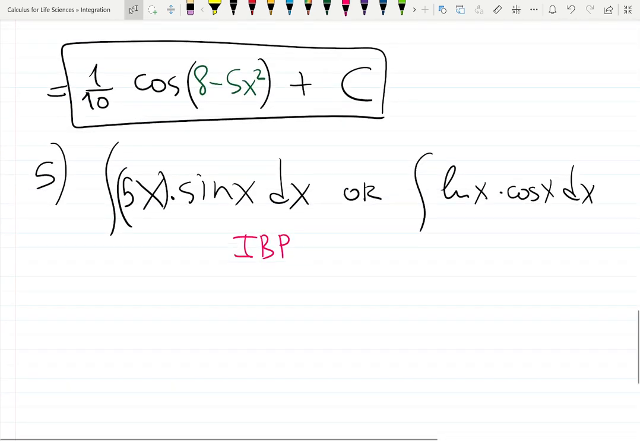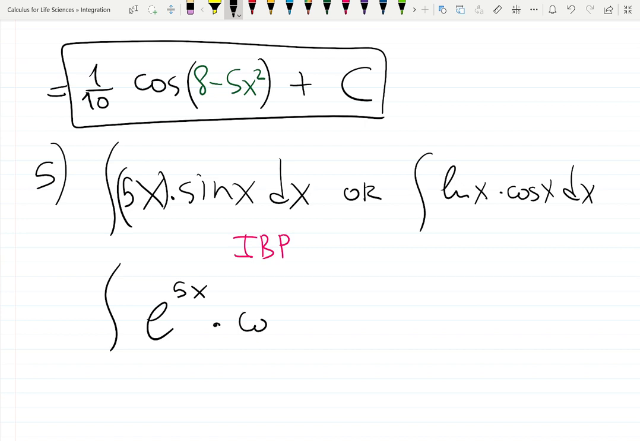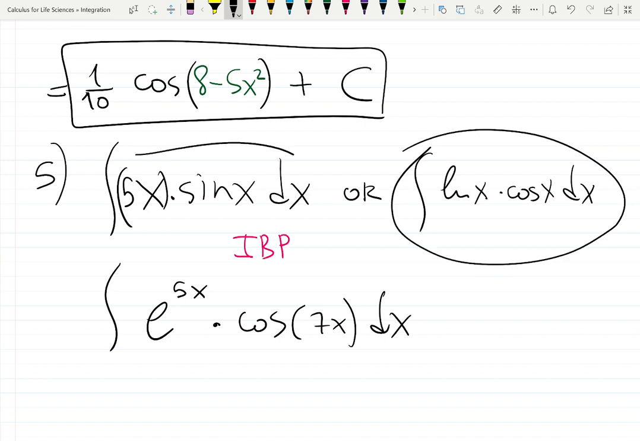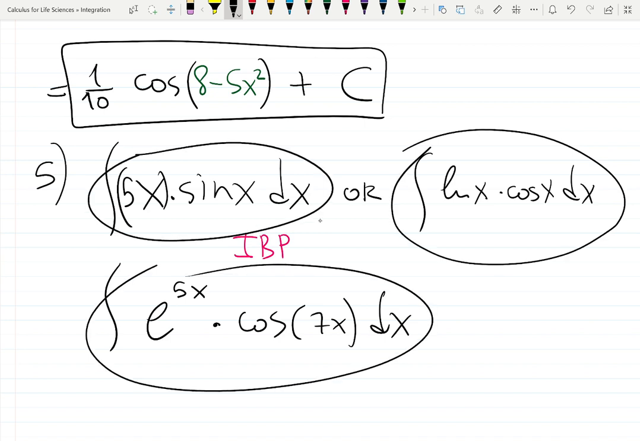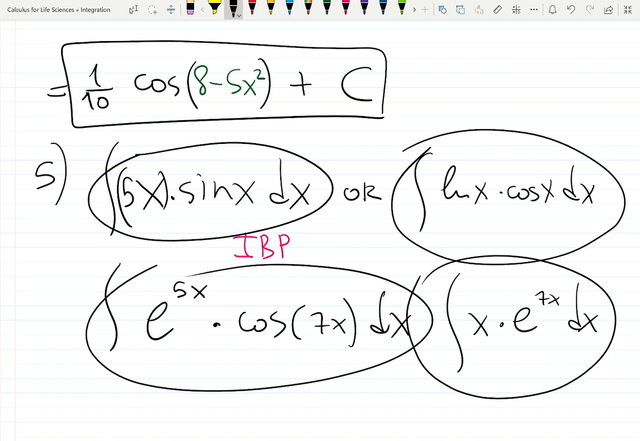One more classical one is with an exponential function. Let's do this example: e to the 5x times cosine 7x. These have no relationship. They're also a very classical example. So these are three classical examples: algebra and trig, log and trig, exponential and trig. One more classical is x times e to the 7x. That is algebra and exponential. Also no correlation here. Sometimes there is a correlation, but not in this case.